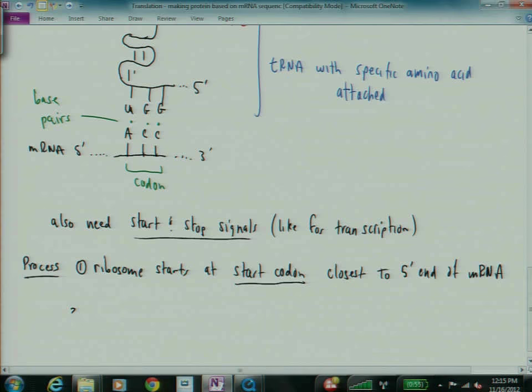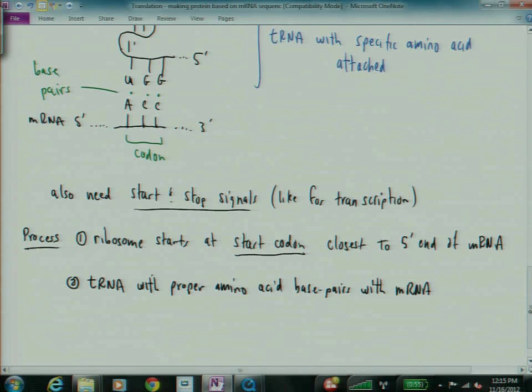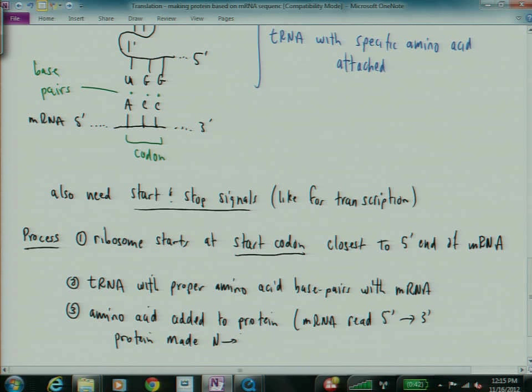And then the tRNA with the proper amino acid base pairs with the mRNA, the messenger RNA. And then number three, the amino acid is added to the protein as the chain grows, and the mRNA is read 5' to 3'. The protein is made amino to carboxyl. So that's why I made a fuss about the amino to carboxyl direction, because we usually write protein sequences amino terminus to carboxyl terminus, because that's the direction they're actually made, the way they're synthesized, and how they'll line up with the RNA. So we keep our sequences aligned.